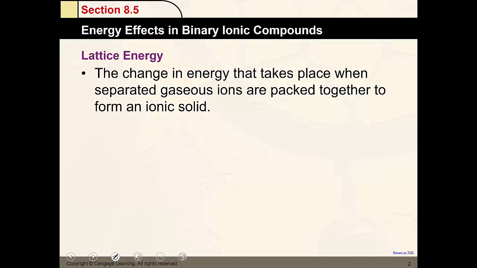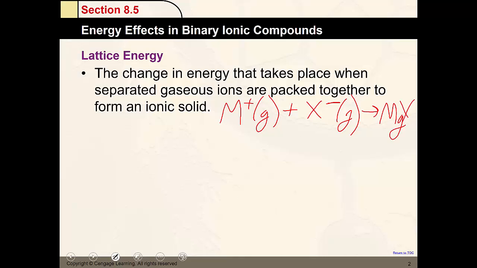So, for example, we have a metal cation in its gaseous state reacting with a negatively charged nonmetal anion. We'll call that X minus as a gas, and we form, as long as those charges are the same, MX, and that is in its solid state. Okay, so the two factors that affect lattice energy.